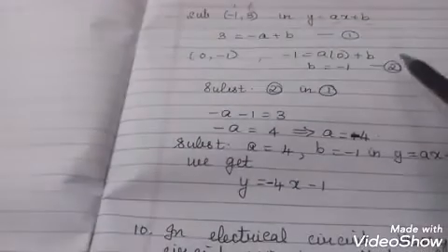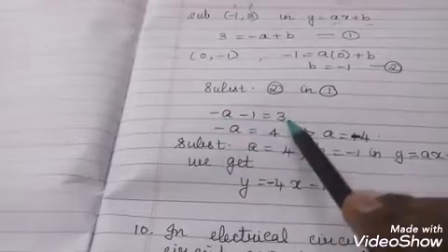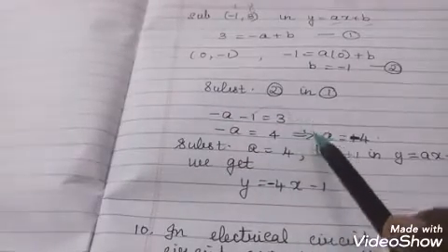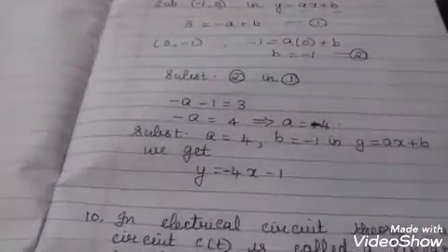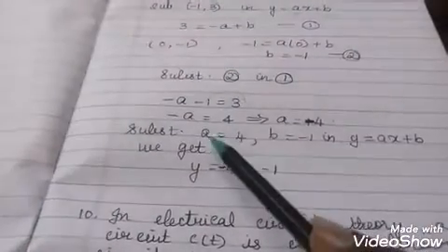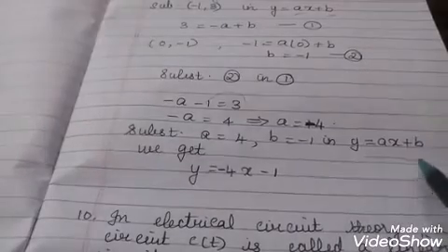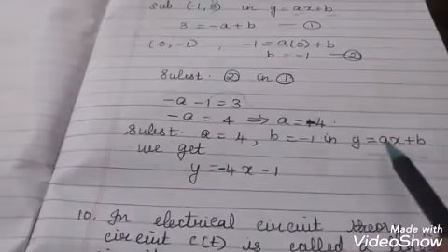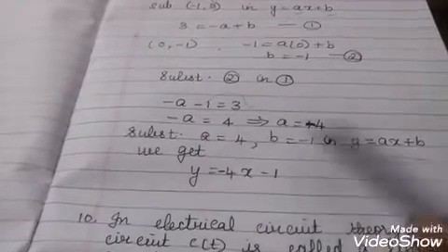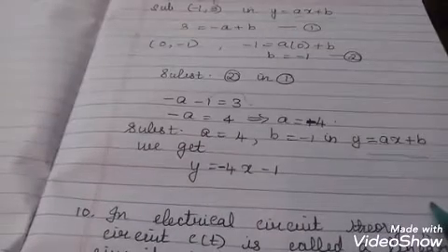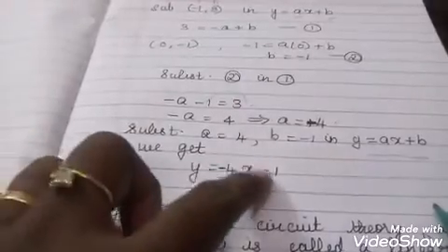So substitute the second one in the first equation. So what will I get? Minus a minus 1 is equal to 3. Taking it to the other side, you will have minus a equal to 4. It means that a equals minus 4. Got it? So substitute a equals minus 4 and b equals minus 1 in y equals ax plus b. So when I substitute it, what will I have? y equals minus 4x minus 1. So you have got the linear equation, minus 4x minus 1.